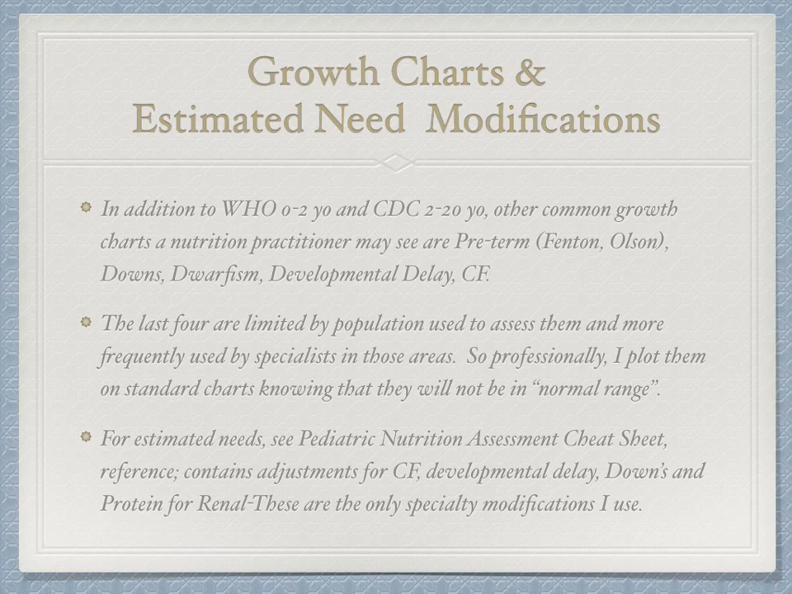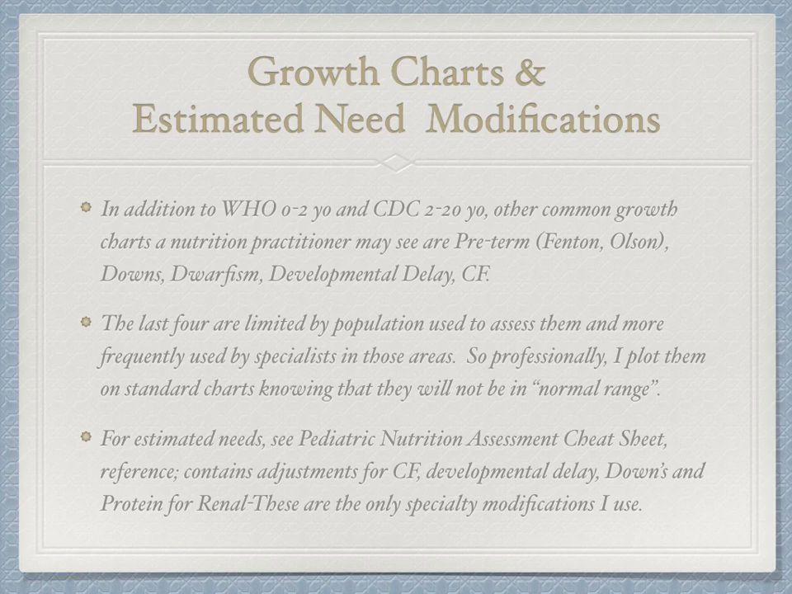A few other common charts are the Down syndrome, dwarfism, developmental delay, and CF charts. The last 4 are limited by populations used to assess them and are more frequently used by specialists in those areas. So personally and professionally, I plot them on standard charts, knowing they will not be in the normal range. But I can track their z-scores to assess appropriate growth.